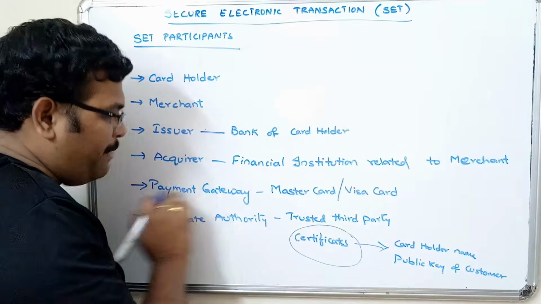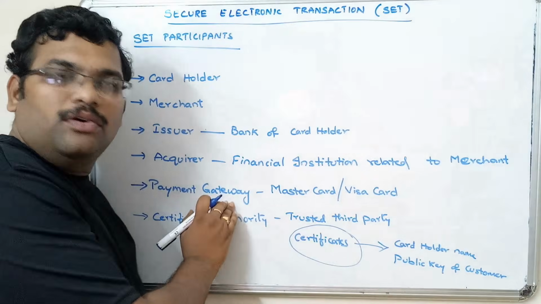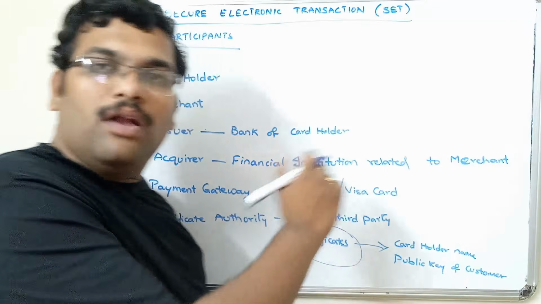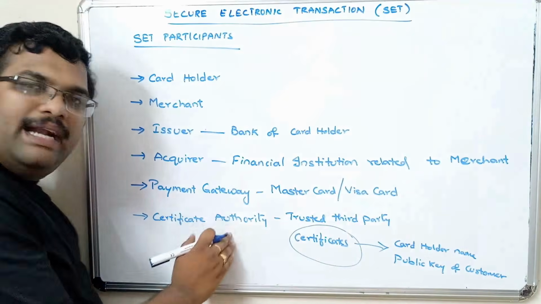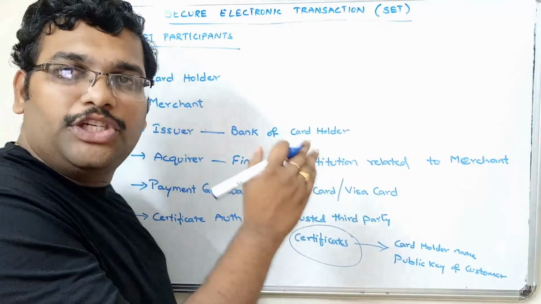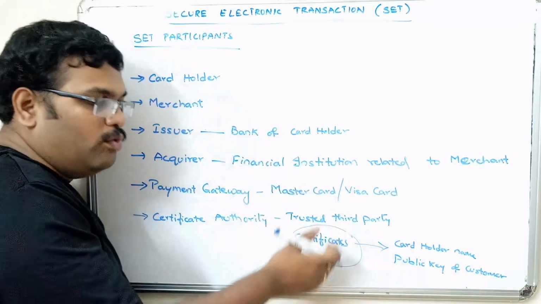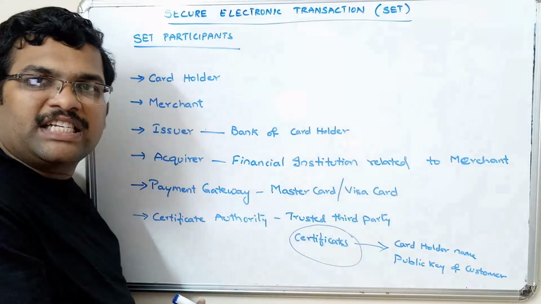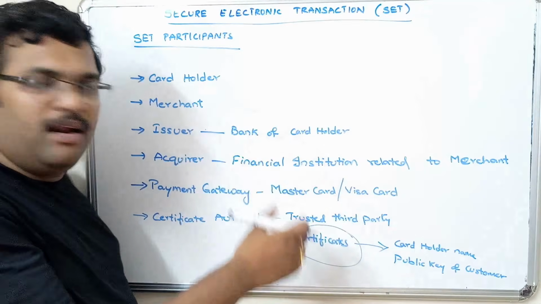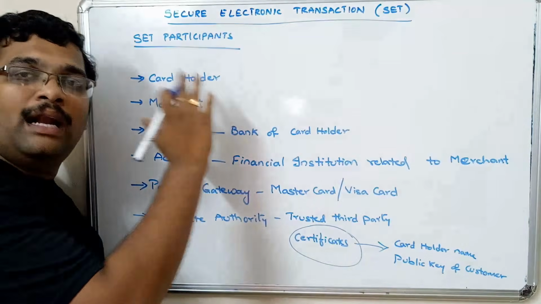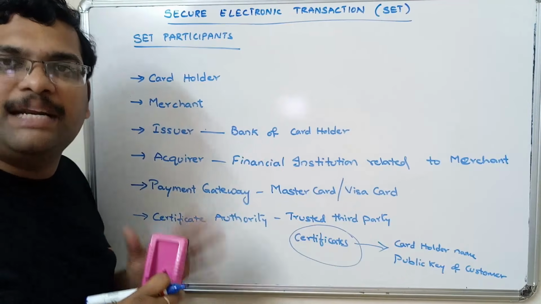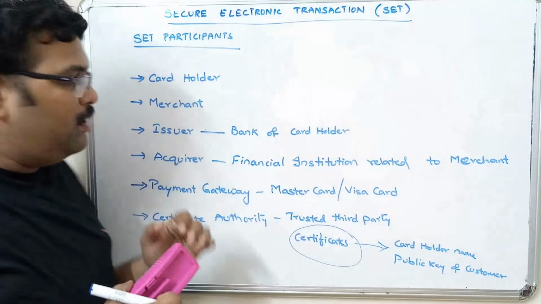Next, payment gateway. It is either a MasterCard or a Visa card. Certificate authority is a trusted third party who will issue the certificates which have the public key of the customer, or the public key of the user, to both the cardholder and merchant. So these are the SET participants, right?